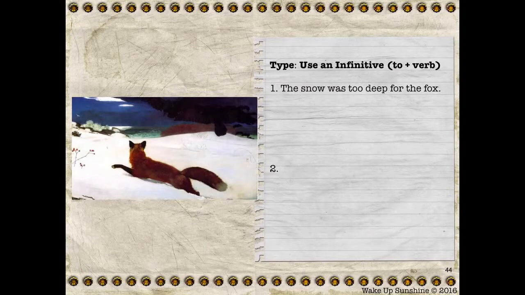Alright, we have a fox. Looks like it's traipsing through the snow there, looking for something, who knows, but I gave you a topic sentence. It's just not good enough. So I gave you the snow was too deep for the fox. Your job now is to use the infinitive strategy and see if you can make mine much, much better. Alright, go ahead.